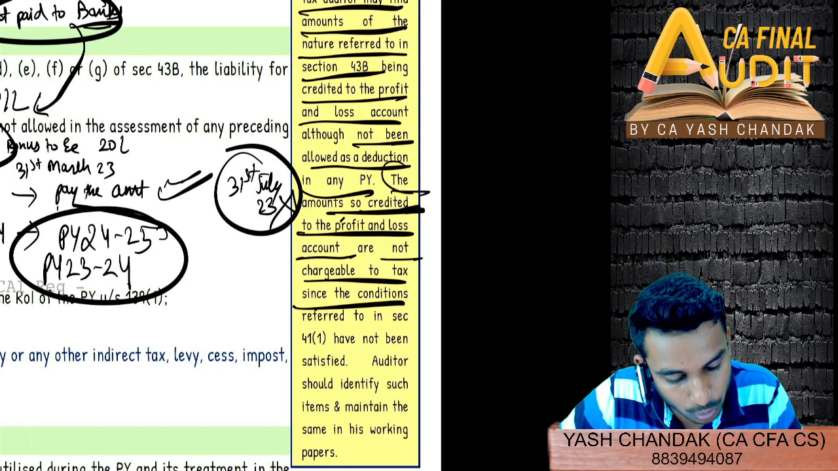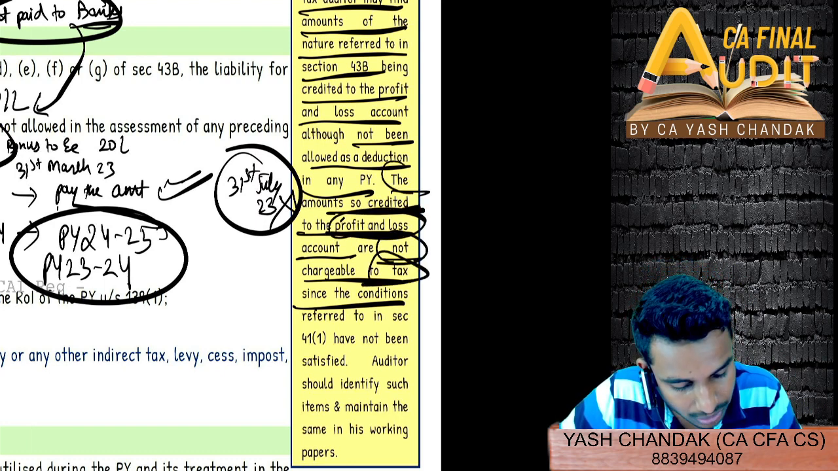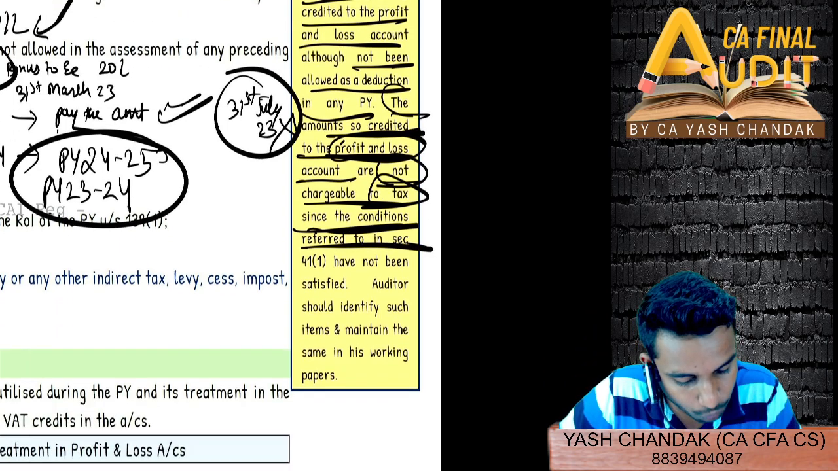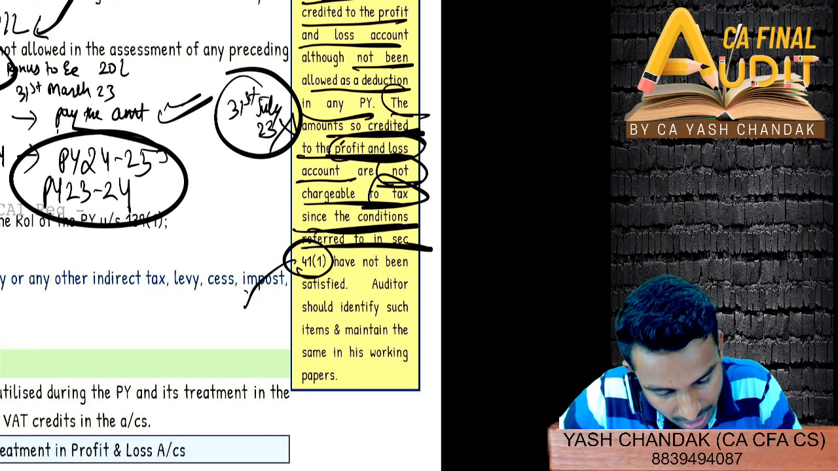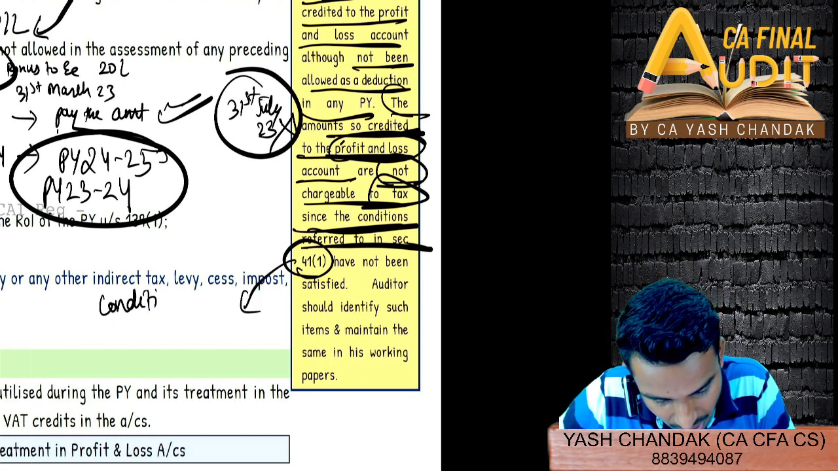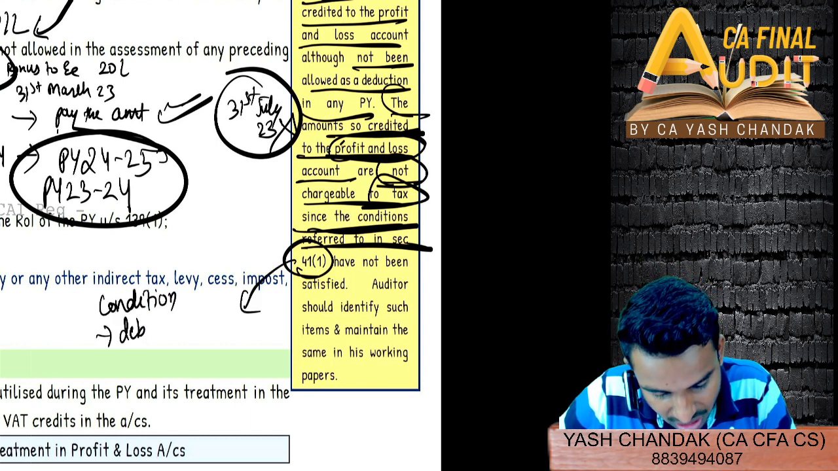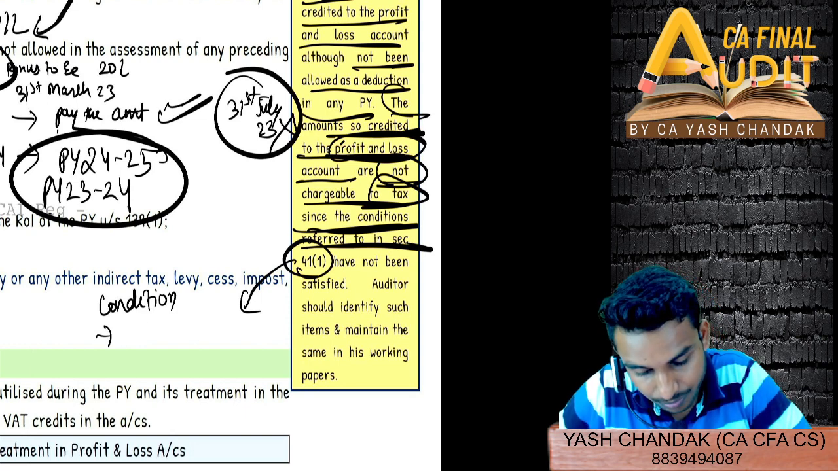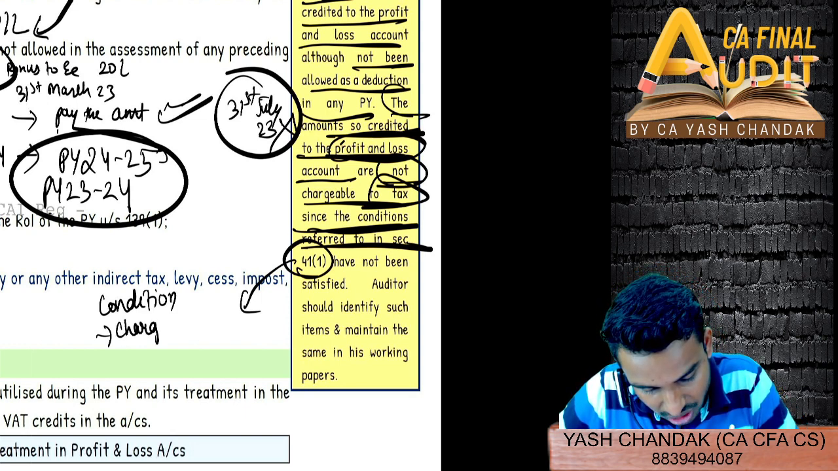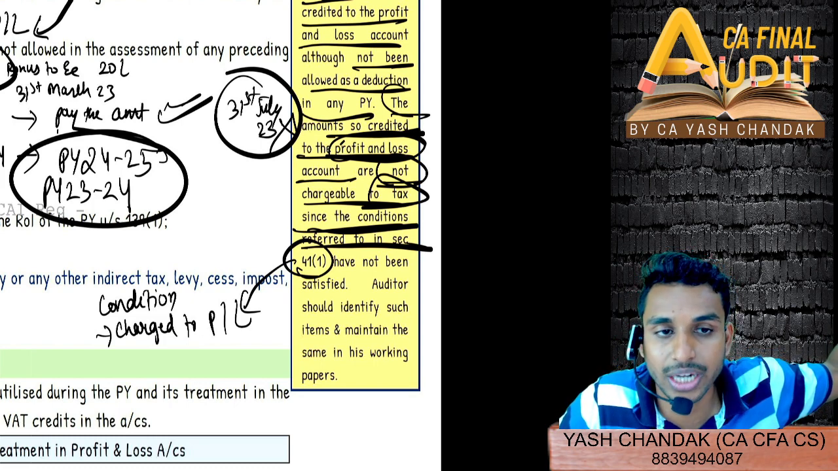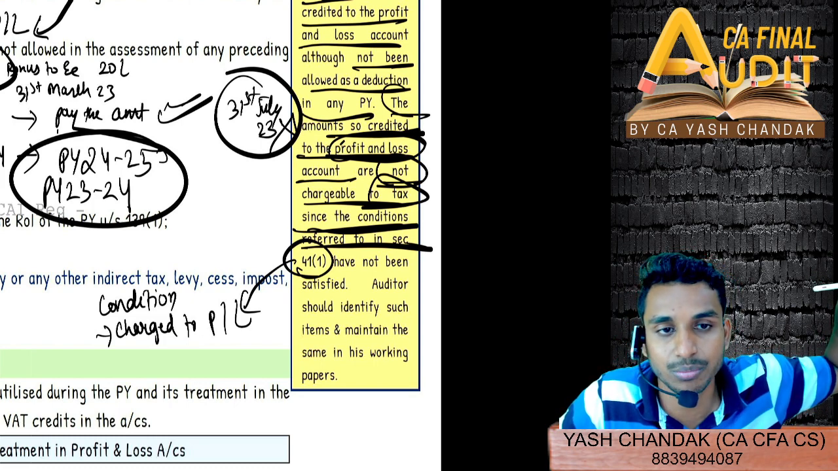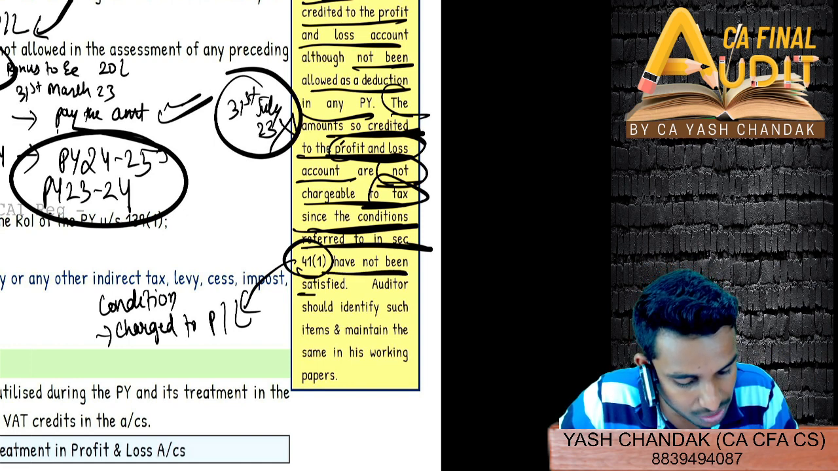The amounts so credited to the profit and loss account are not chargeable to tax since the condition referred to in section 41(1) is not satisfied. And what is the condition specified in section 41(1)? It should be charged to profit and loss account. But this was not charged to profit and loss account at all, right? This was added back in our income statement. So section 41 has not been satisfied.